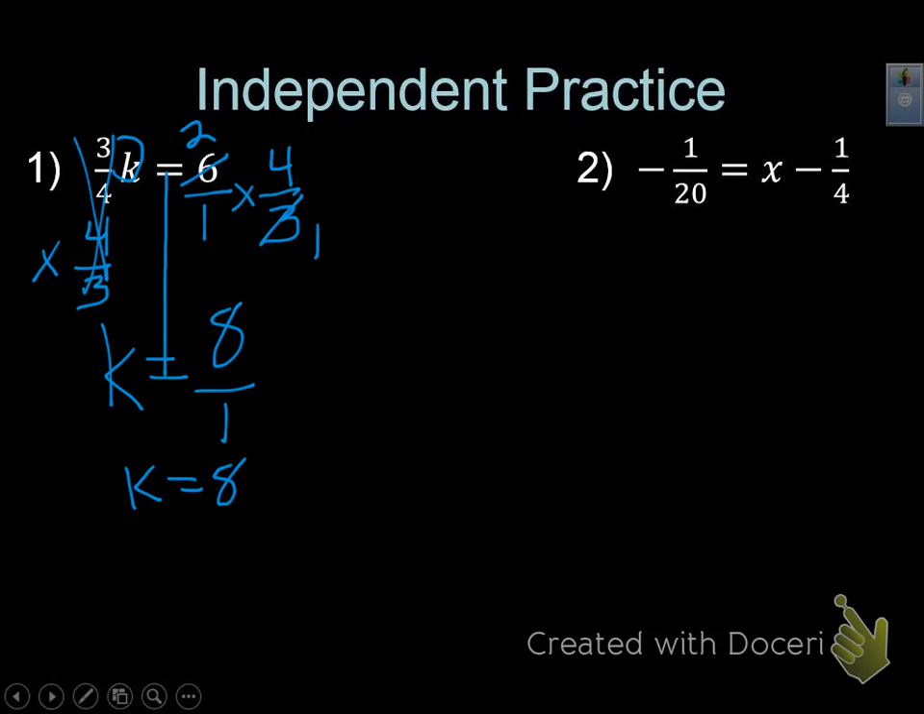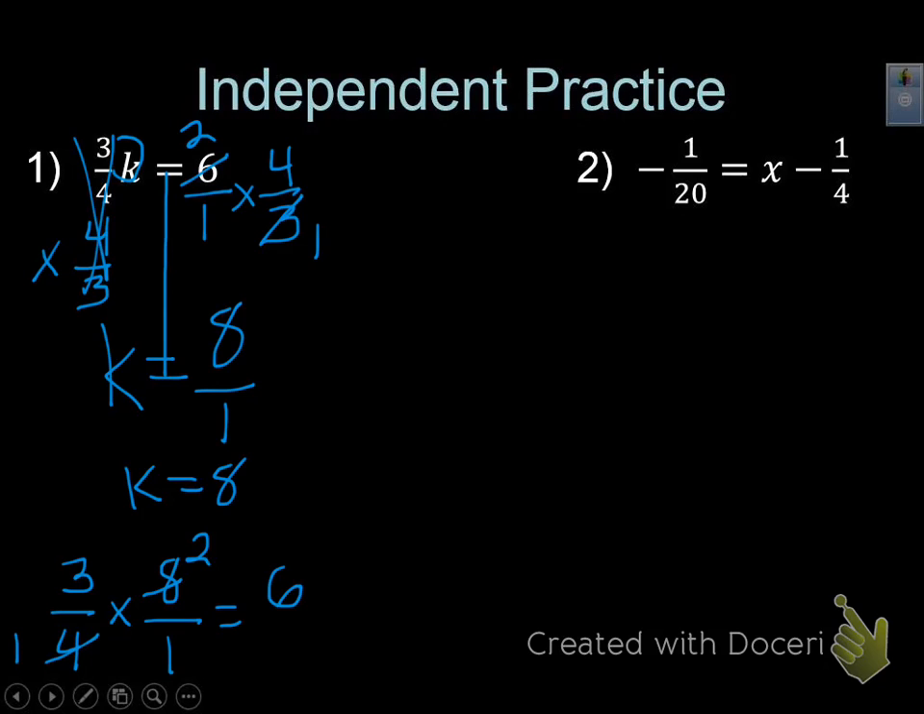I always want to check my answer, so if I do 3/4 times 8, I hopefully will get 6. When I take a look at this, I again can cross-simplify, and I do see 3 times 2 equals 6.